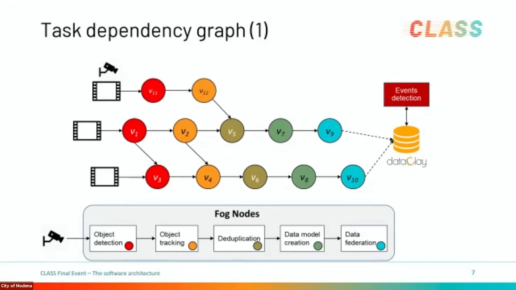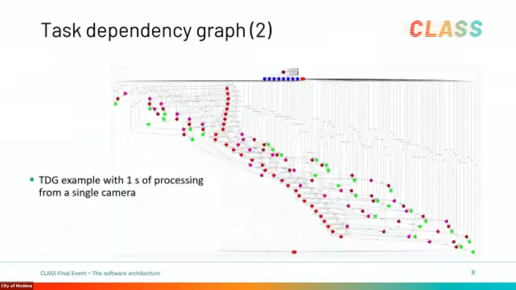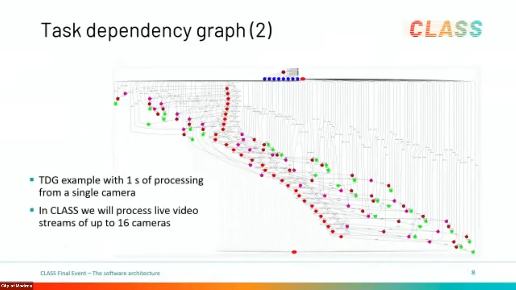And of course, this gets more complex as we add more sources. If we get a second camera, we have the detection and tracking of this camera, that then will be duplicated jointly with the other one. So it becomes more and more complicated. And if we wanted to see the task dependency graph of 1 second of processing from a single camera, it would look like this. And take into mind that in class we have up to 16 cameras. So this is fairly complicated, but the developer does not need to handle this complexity. This will be distributed by COMS.